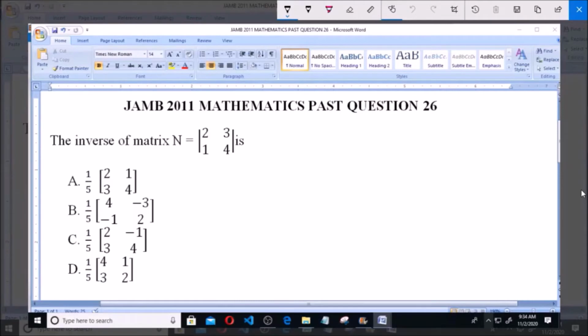I will be answering JAMB 2011 Mathematics Past Question 26. The inverse of matrix N, which is equal to the 2 by 2 matrix of 2, 3, 1, 4 is, now we have option A, option B, option C, and option D.